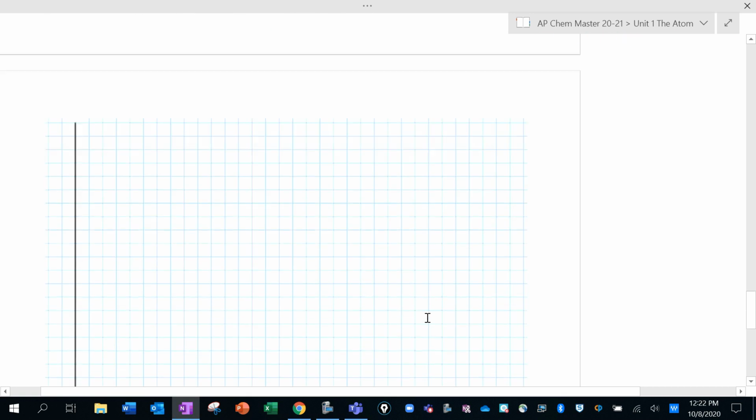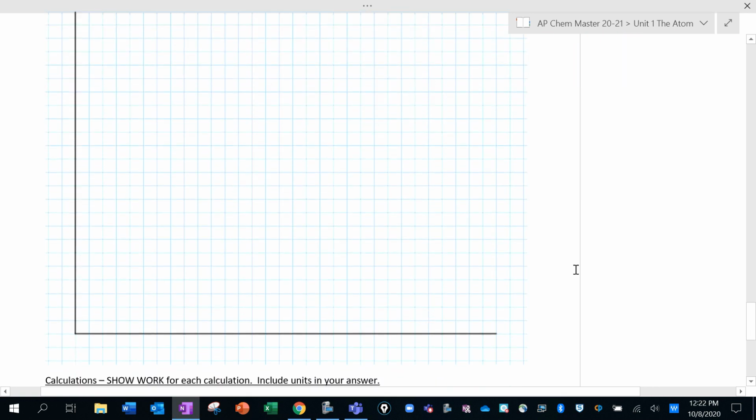Using that, you should be able to make a graph. On this graph, the x-axis is going to be your concentration measured in molarity. Your y-axis is going to be absorbance. Absorbance is actually a unitless number. That's kind of unusual, but there's no unit for absorbance. And then you're going to use your data points and make a graph.